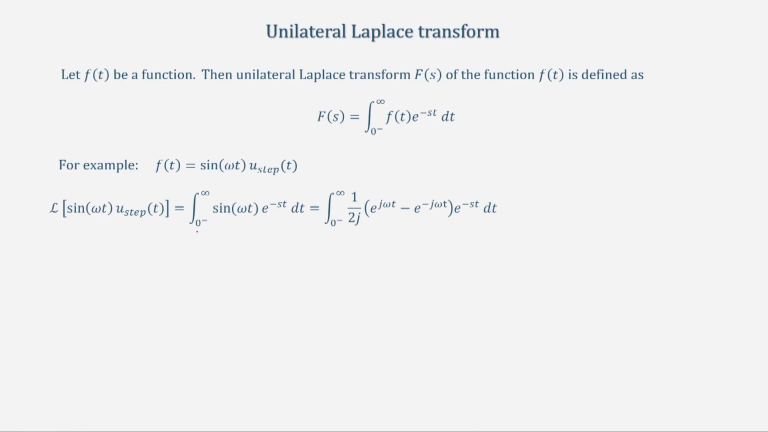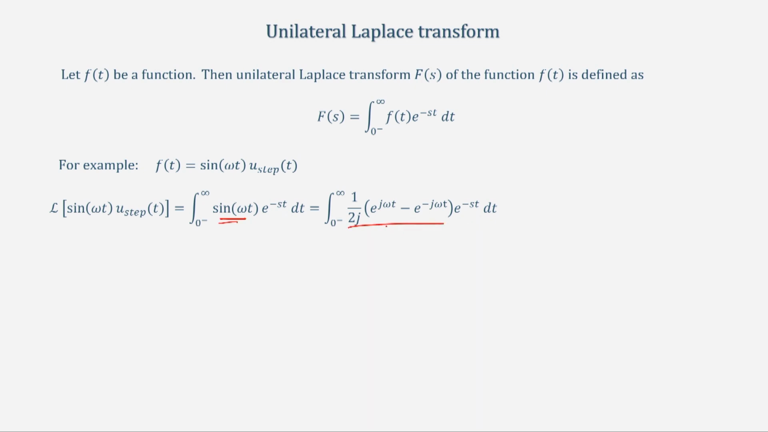That is nothing but integration from 0 to infinity of sin omega t e to the power of minus st dt, right? u step is not required because the function is from 0 to infinity anyway. Now, what is sin omega t? We know that sin omega t can be written like this: 1 by 2j times (e to the power of j omega t minus e to the power of minus j omega t), and then we have e to the power of minus st dt. I hope you know these formulas already.